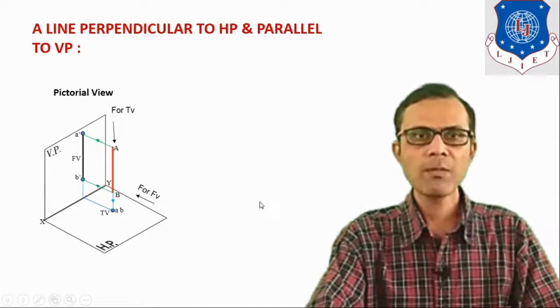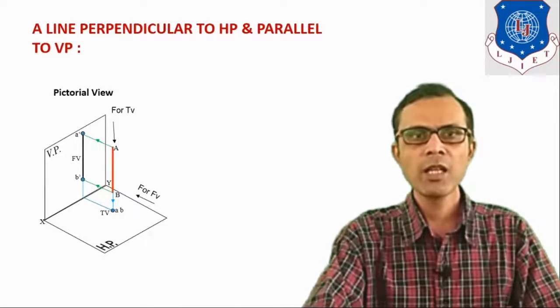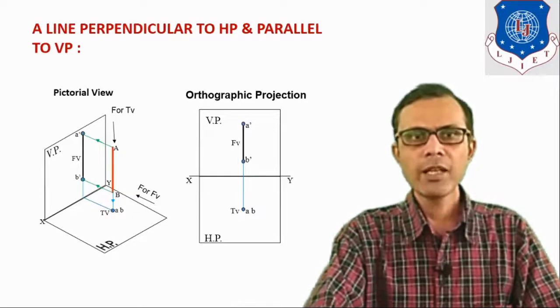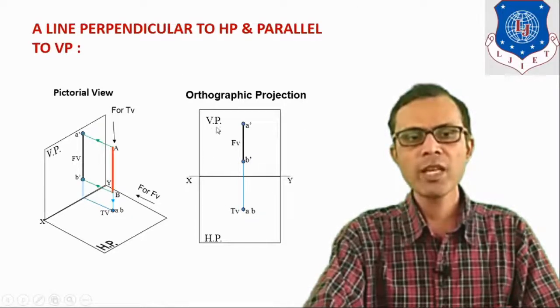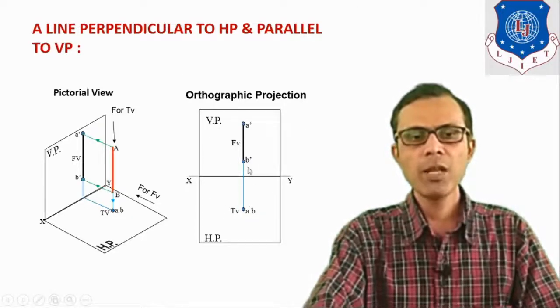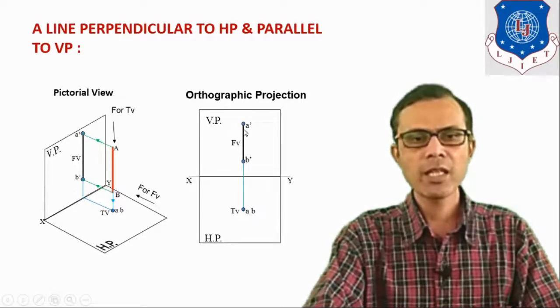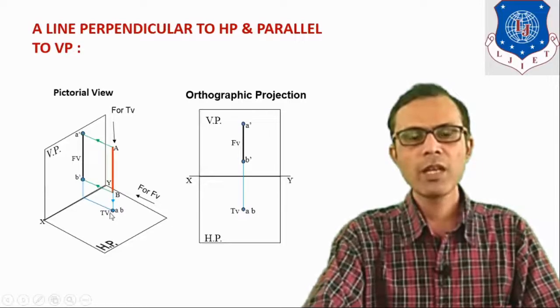So for orthographic projection, always HP, horizontal plane, is rotated in clockwise direction by 90 degrees. So when HP is rotated by clockwise direction 90 degrees, its location is below XY. So above XY line it is vertical plane and below XY line it is horizontal plane. So A dash B dash, it is front view over here, and from its projection it is a projection line. So in top view we are getting point as a top view.